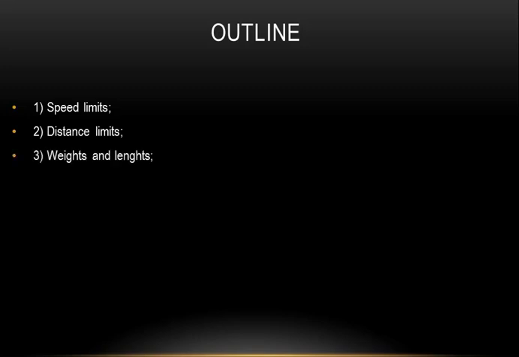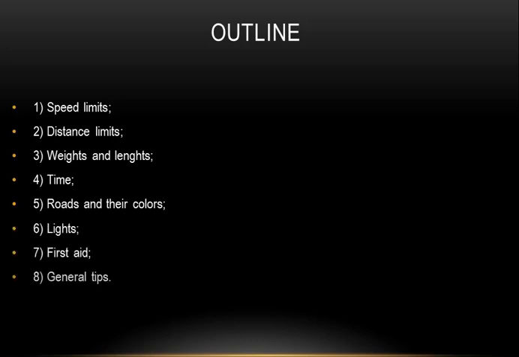So anyway, let's now go to the outline of the current presentation. We're going to see speed limits, then distance limits, then weights and lengths of vehicles, then time, then roads and their colors, then lights, then first aid, and finally general tips on driving and using the road. So let's start with the first thing, which is speed limits.